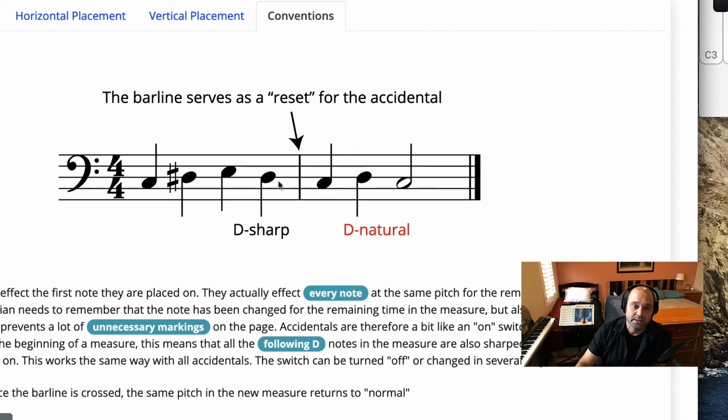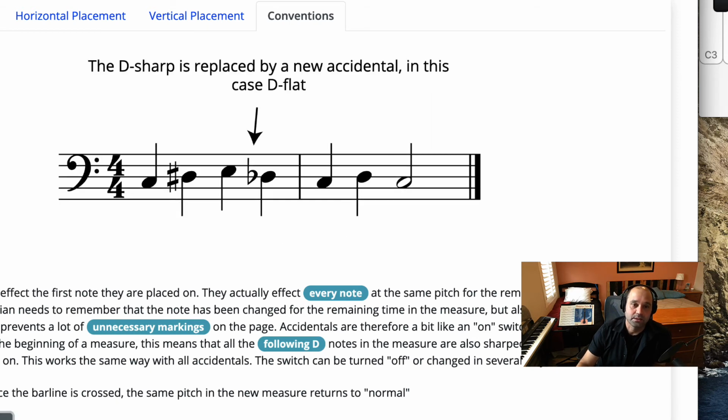One way to turn this off is if you cross over a bar line, this D will now be back to normal or whatever the key signature has set it to, which we'll talk about later. But for our purposes here, this is the reset button, right? So that you cross over the bar line, we have D sharp, it's still D sharp here. We cross the bar line, everything resets back to normal.